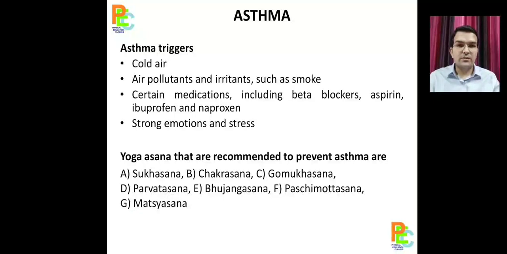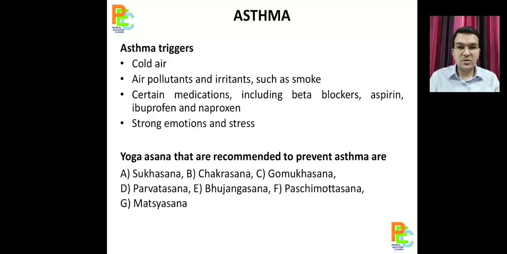Next is cold air. If anybody suffering from asthma is going into a very cold environment and breathing in cold air, it might trigger asthma, a breathing problem. Then there is air pollution and irritants such as smoke, which is a very big reason for this. Then certain medications also, beta blockers and certain medicines are not safe for patients with asthma. They must take care of such chemicals and salts.